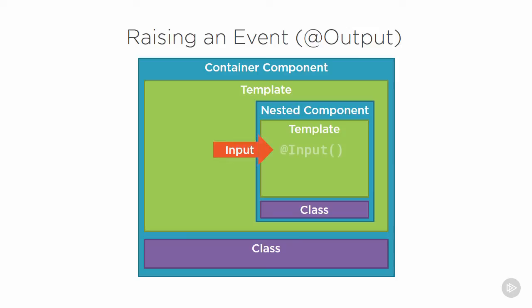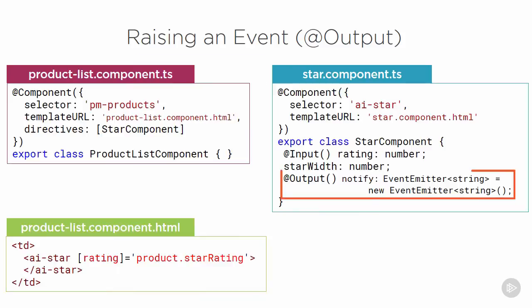We just saw how the container passes data to the nested component by binding to a nested component property that is decorated with the input decorator. If the nested component wants to send information back to its container, it can raise an event. The nested component exposes an event it can use to pass output to its container using the aptly named output decorator. We can use the output decorator to decorate any property of the nested component's class.